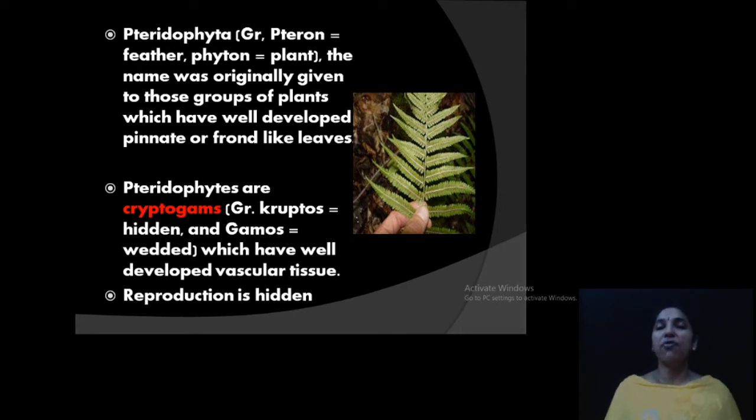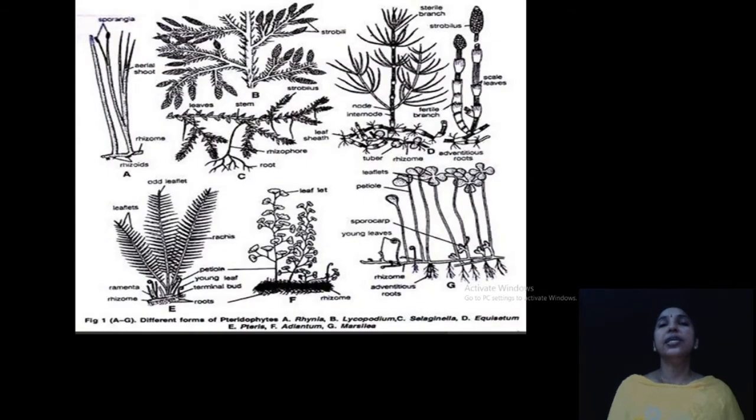Bryophytes are also cryptogams, and the advanced bryophyte form you studied is Funaria, having an erect structure with small leaf-like and root-like structures. That's all. But when you study these pteridophyte groups, they have well-developed parts.